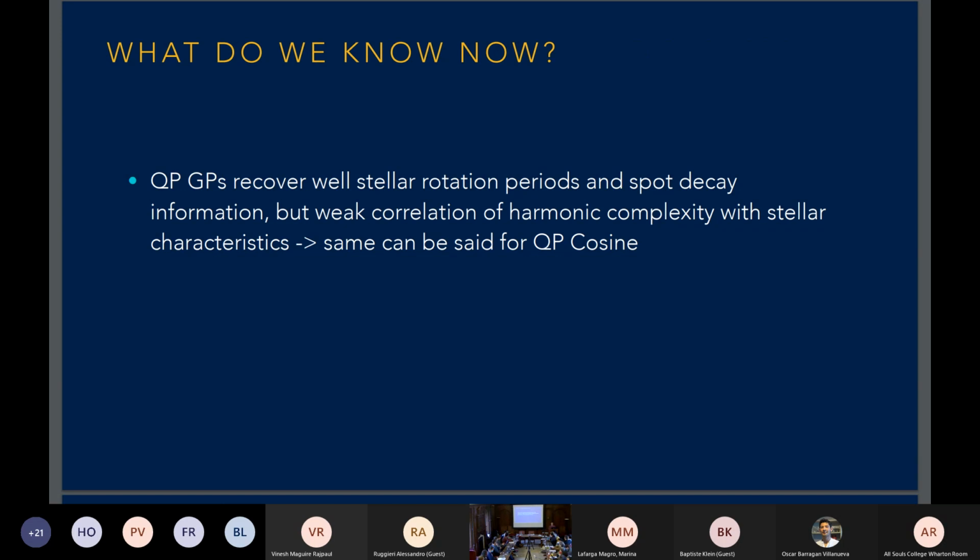What do we know? Where are we at now? So we recover well stellar rotation periods and spot decay information from a quasi-periodic GP, which is nice. It's what we hoped it would be. We get not really much of a correlation with stellar characteristics in the harmonic complexity. I would like to investigate further different spot distribution patterns. So one thing that we didn't do, we just left them uniform, but changing their area or the number of spots. But it'd be interesting to investigate different ways of distributing spots on the surface to see if that changed this complexity behavior.